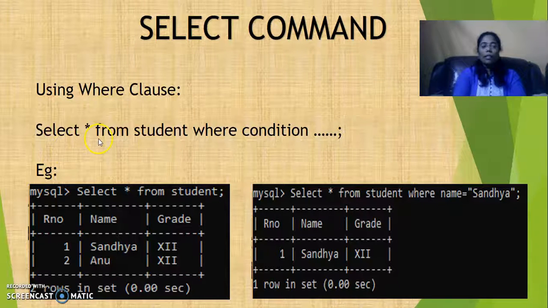So here you can see select star from student where condition. Whatever condition you want, you have to give it. Now one example: select star from student. I have inserted 2 records into this, so you can see one record and the second record. Now, based on the where clause, I want to display only one. So how to give a query for that: select star, star means all columns will be displayed, from student where name equal to Sandhya. It is going to check where the name is Sandhya, and only that particular record will be displayed. So this is how it works.